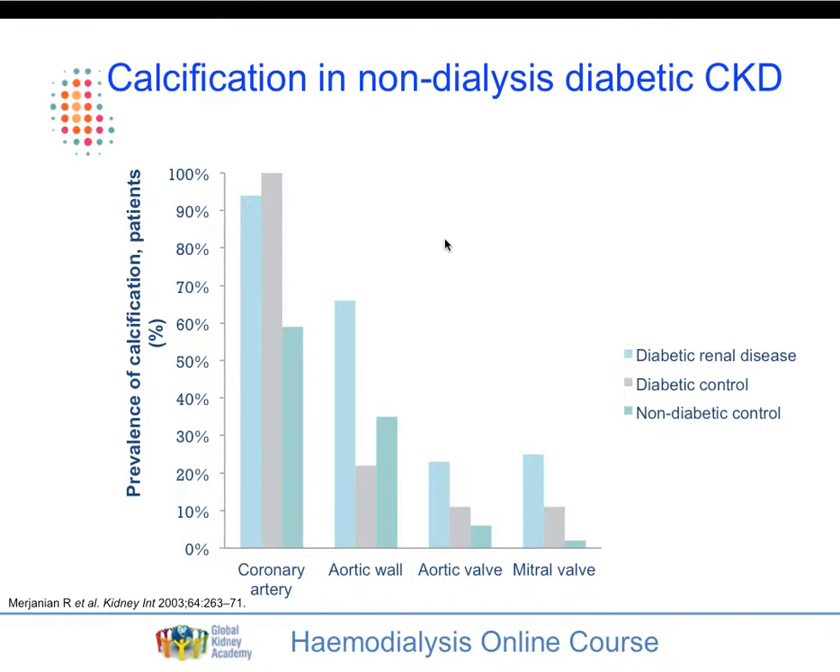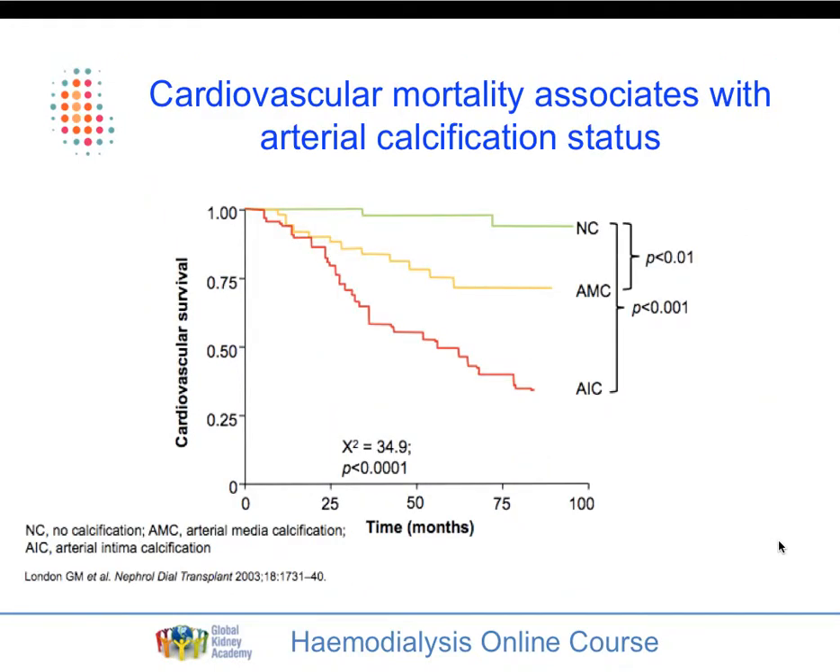And as you'd expect, if you're diabetic, here in the light blue, you're much more likely to have calcification, whether you've got kidney disease or not, than if you're non-diabetic, which is in green here. So diabetic renal disease, bad news here in the light blue, you do very badly. Whether it's coronary artery calcification or valvular calcification here, you're much more likely to have it. So unsurprisingly, diabetes is a big risk factor for vascular calcification.